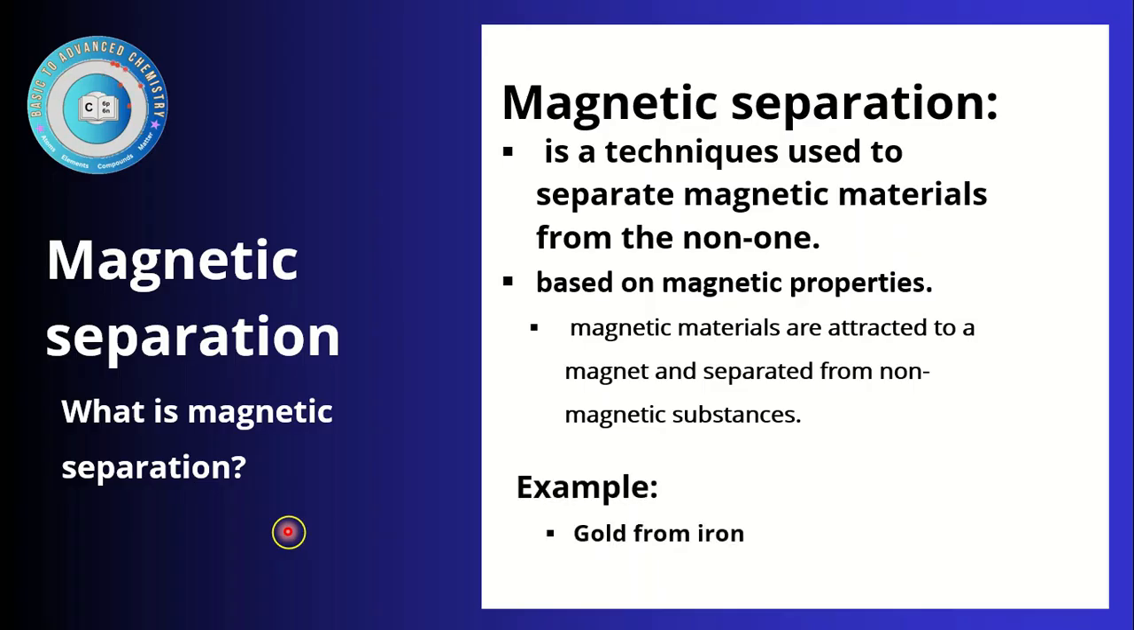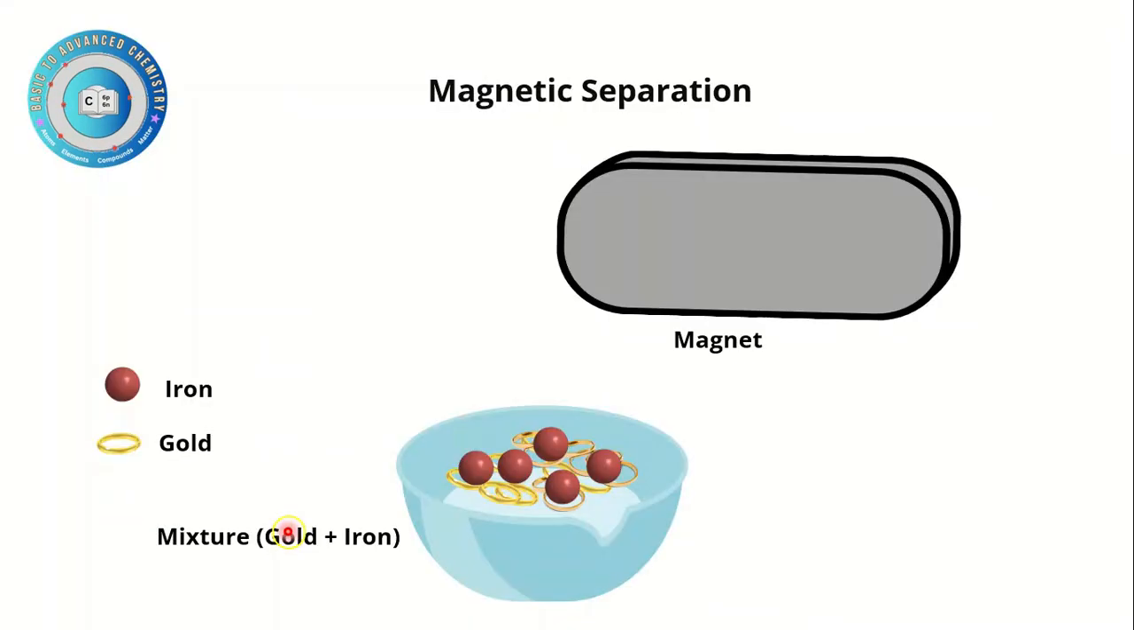For example, by using magnetic separation techniques, we can separate gold from iron. Iron is a magnetic substance. Pure gold is a non-magnetic substance. By using this property, we can separate the mixture of gold and iron by using magnetic separation. So let us see how magnetic separation works.